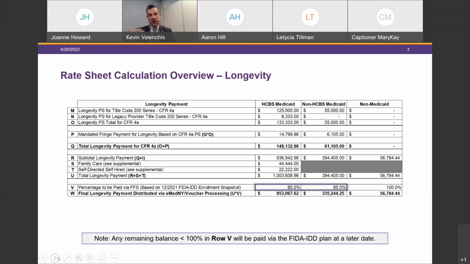So what it's trying to get a sense of is who was in the FIDA, and of that, what percentage did that universe comprise out of your total enrollment base? In this case, this provider had 15% of its population enrolled in the FIDA in December 2021. So what that means is we're taking 15% out of row U to pay through fee-for-service, with the balance going to be paid through the FIDA IDD plan.